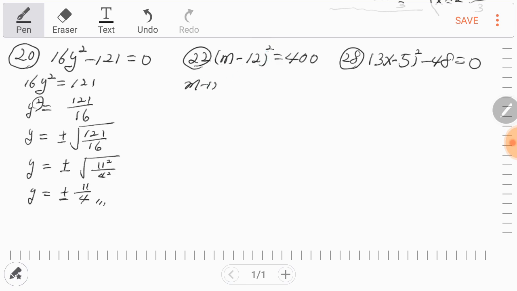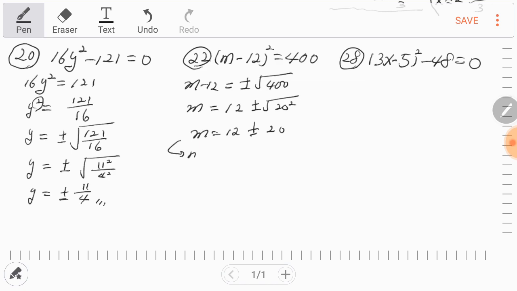So m minus 12 stays on one side, and the right side becomes plus or minus square root of 400. Then m equals, we move minus 12 to the other side, it becomes plus 12, plus or minus. Okay, 400 is 20 squared, so m is equal to 12 plus or minus 20. So 12 plus 20 and 12 minus 20. So this means m equals 12 plus 20, or, let me write it in 2 lines, or m equals 12 minus 20.